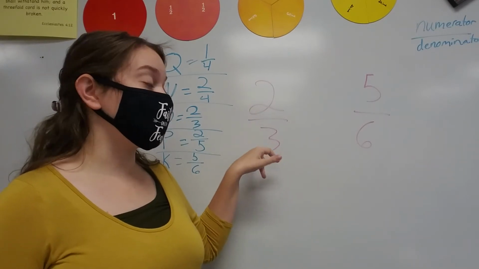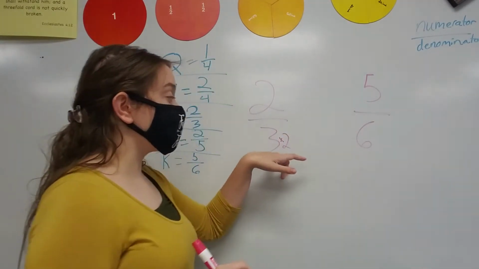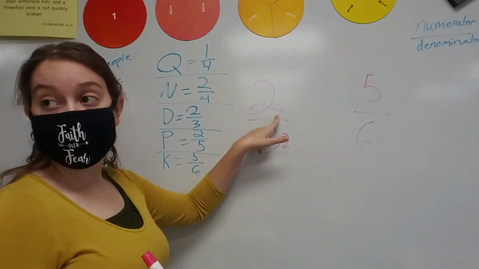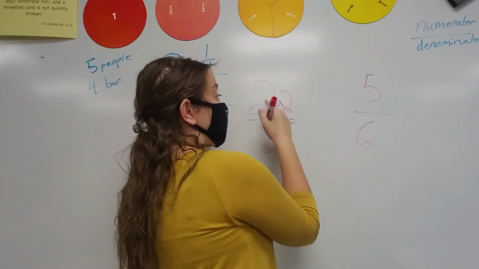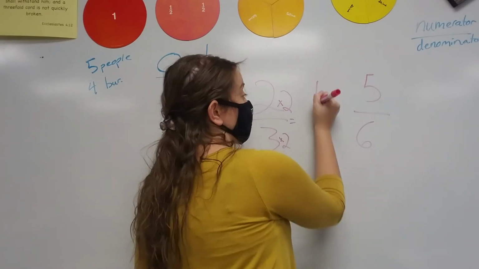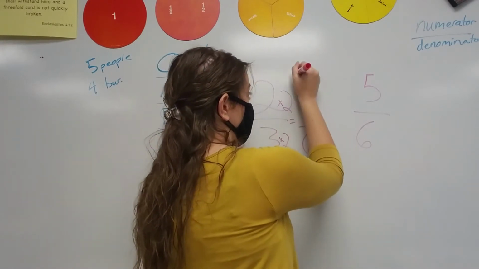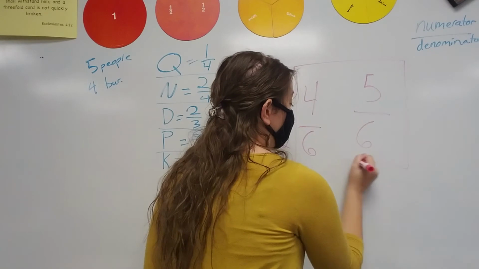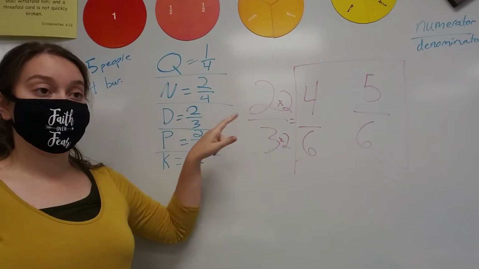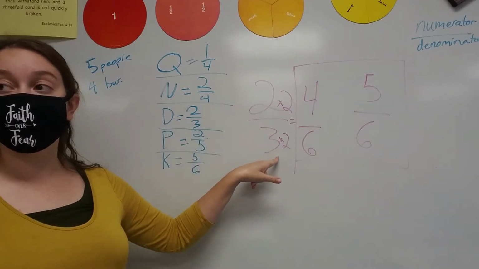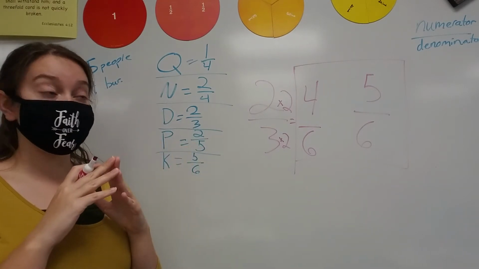What do I do to 3 to make it into 6? Times 2. I need to multiply it by 2, right? So whatever I do down here, I have to do the same up here. Okay? So I have to multiply this by 2. So now this fraction is 2 times 2. What is 2 times 2? 4. 4 over 3 times 2 is 6. Okay? So now I'm comparing these two fractions. These are equal. These are equivalent. Okay? What I did to the bottom, I did to the top, so it is the same. Okay? Does that make sense?